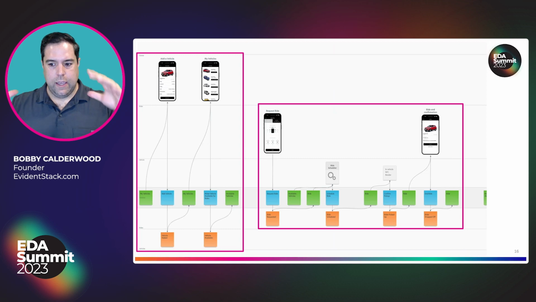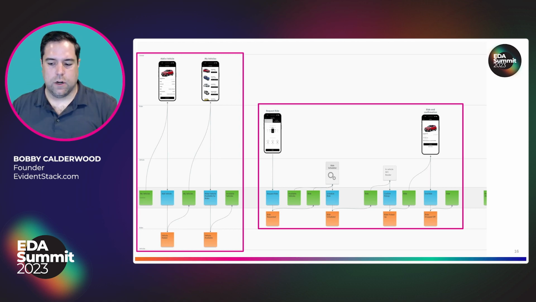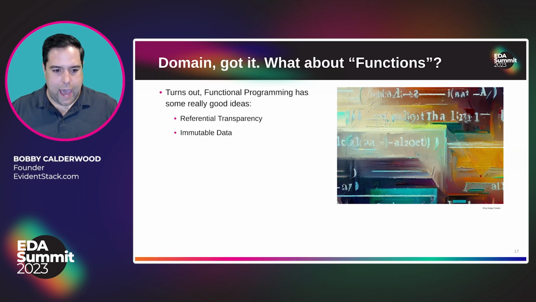So when we're talking about domain, we probably have a team that's responsible for sort of taking care of the vehicle's story, and then we'll have a team that's responsible for implementing the rides piece of it. Those are separate domains, call them separate bounded contexts sometimes in domain-driven design. Cool. All right, so we covered domains, we got it. What about that word functions?